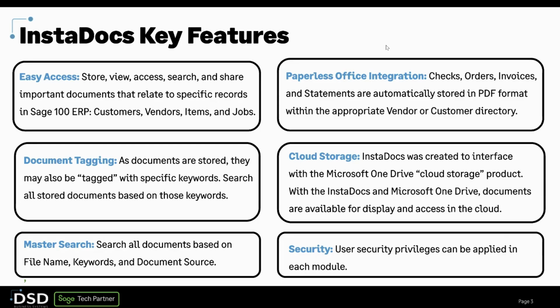The fifth key feature is that we've also built in security for InstaDocs. For each role within Sage 100, you can select which roles can access the documents, print the documents, and tag the documents. And finally, the sixth key feature: we wanted InstaDocs to allow for cloud storage. We've chosen Microsoft OneDrive as the cloud product to integrate with.